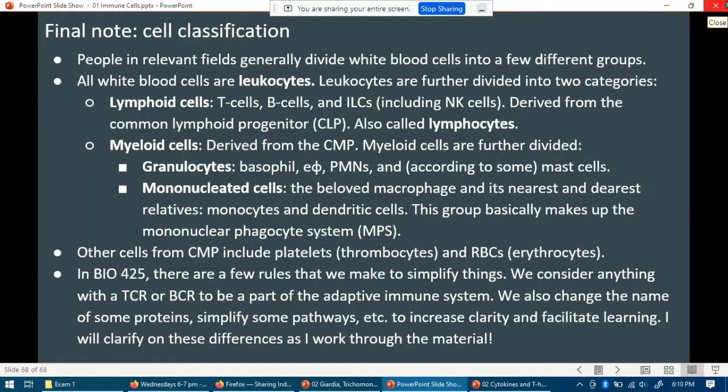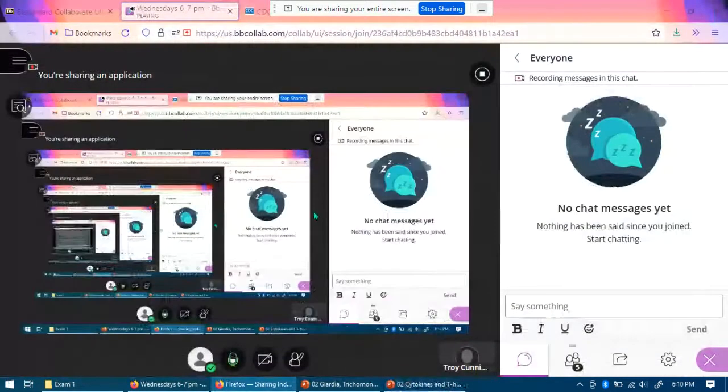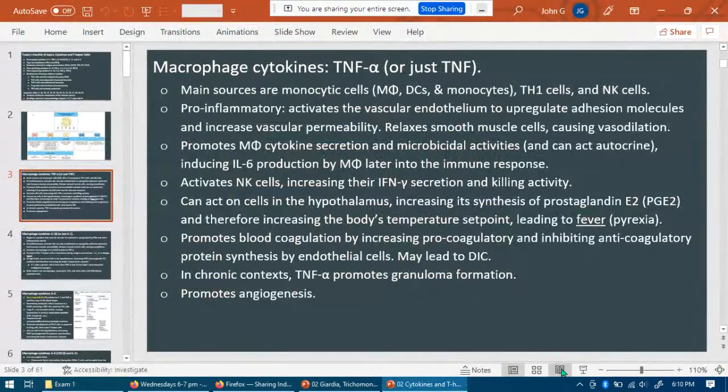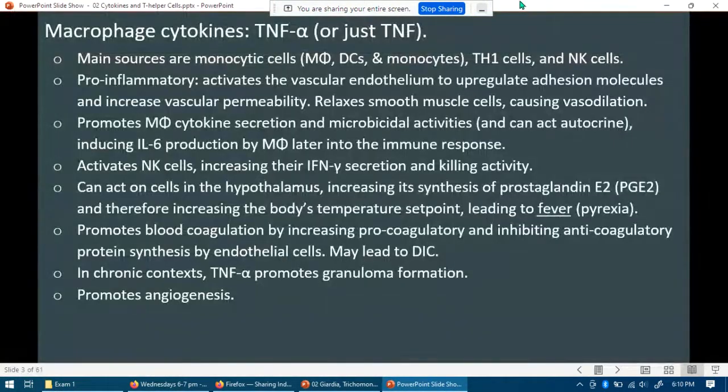Okay, and that concludes this slideshow. And if you have any questions today, unmute yourself for me, because I only have one screen that I'm looking at.